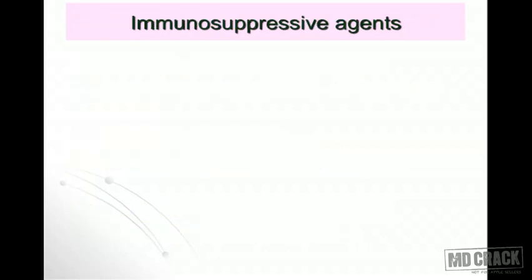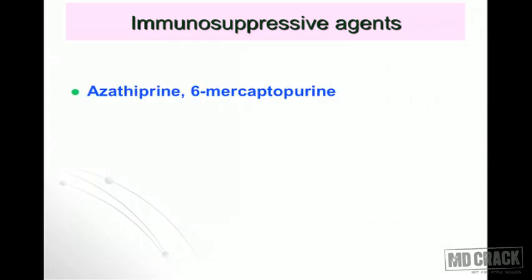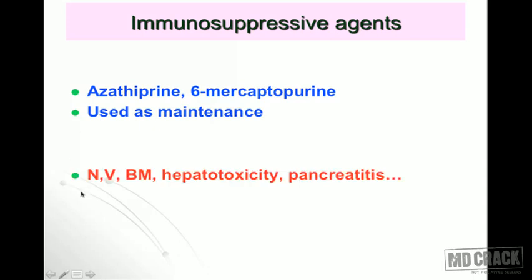Next we discuss the immunosuppressive agents which are useful in ulcerative colitis. Have a look at the slide. There's azathioprine, there's 6-mercaptopurine used as maintenance. These drugs are anti-cancer agents, and they can lead to vomiting, nausea, bone marrow suppression, hepatotoxicity, and a commonly known adverse effect with these two agents is pancreatitis. So that's about the immunosuppressant drugs.